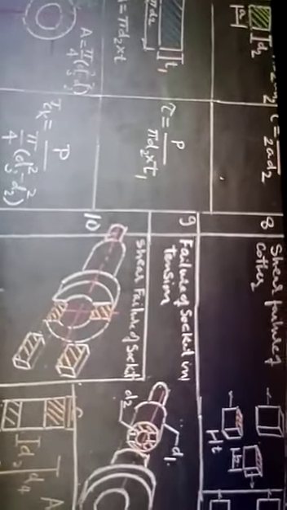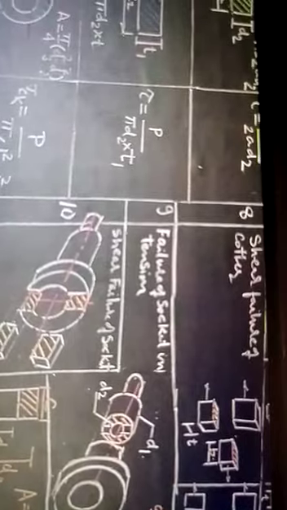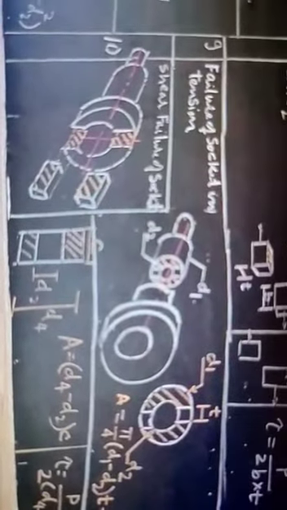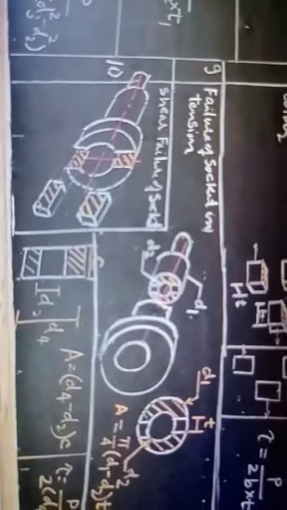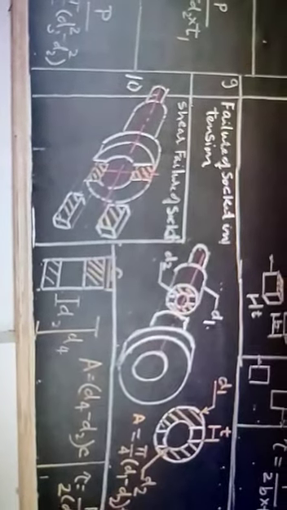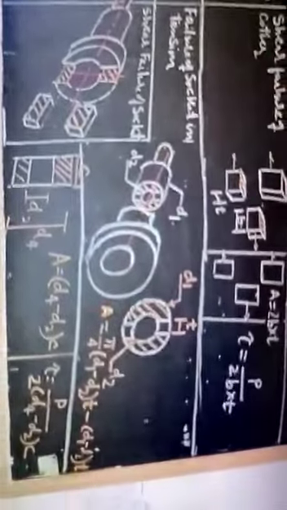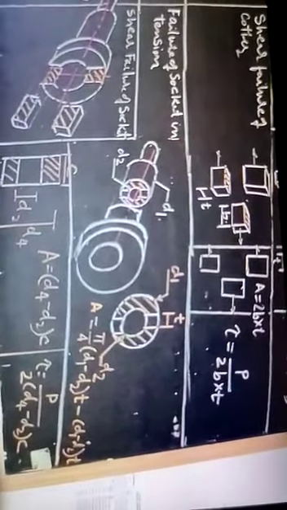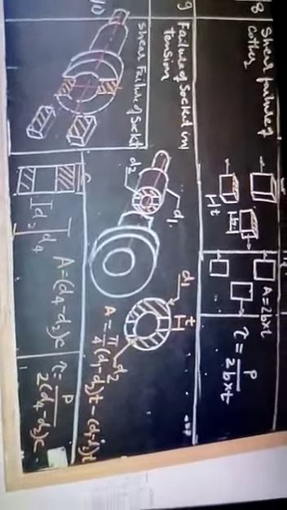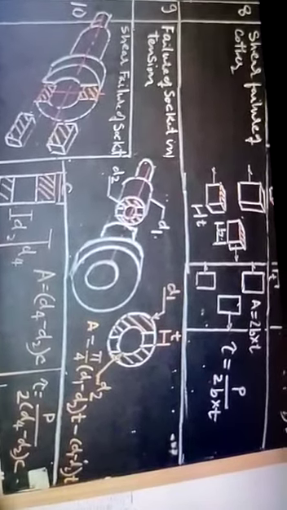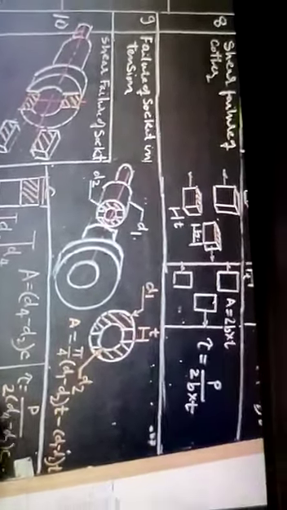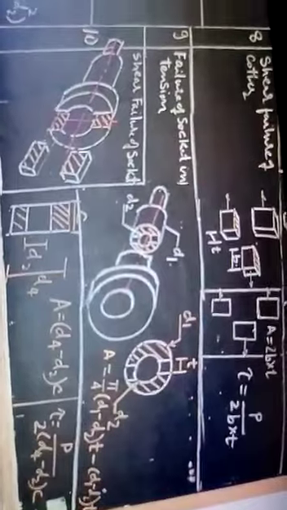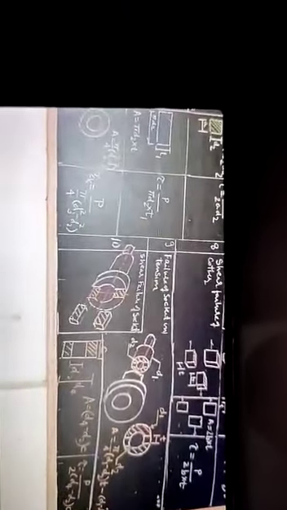And next we will consider the failure of socket in shear. The resisting shear area is given by A is equal to d4 minus d2 in the bracket into c, and strength equation is given by tau is equal to P upon 2 in the bracket d4 minus d2 bracket is complete and c. So this is all about the different failures of the quarter joint.